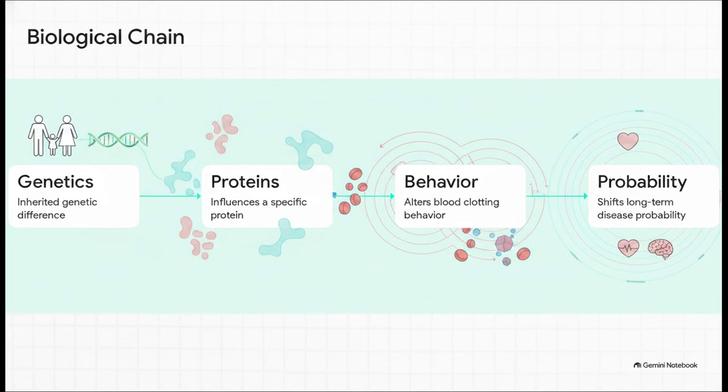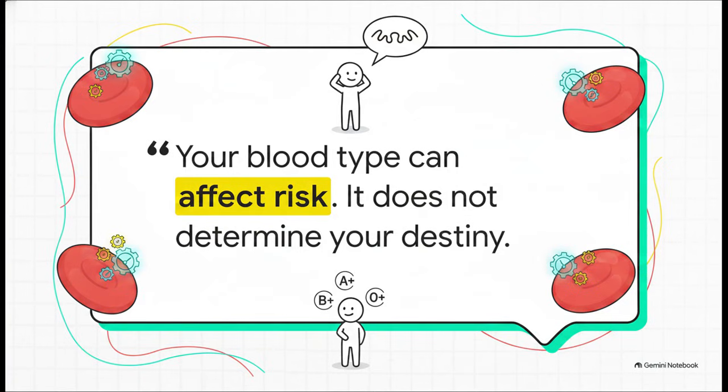It's just a perfect, fascinating web of interconnected biology. So, the next time someone asks for your blood group, you can proudly tell them your letters and your plus or minus. But you'll know that those simple characters are actually secretly turning tiny biological dials behind the scenes every single day. Always remember, your blood type can affect risk, but it does not determine your destiny.